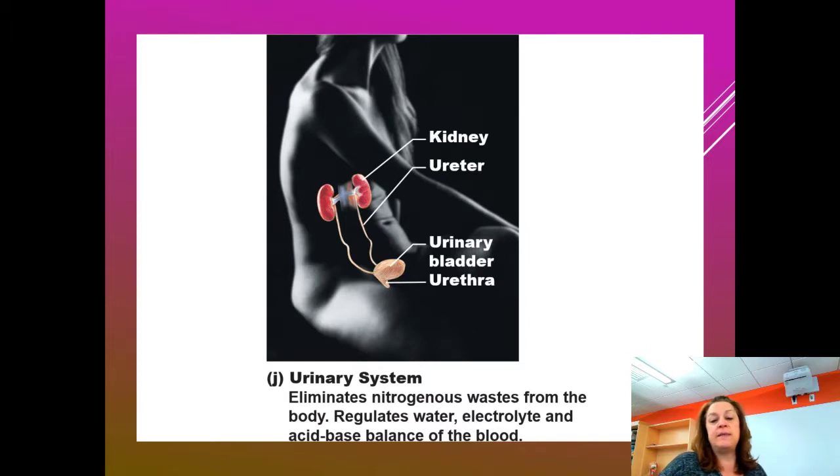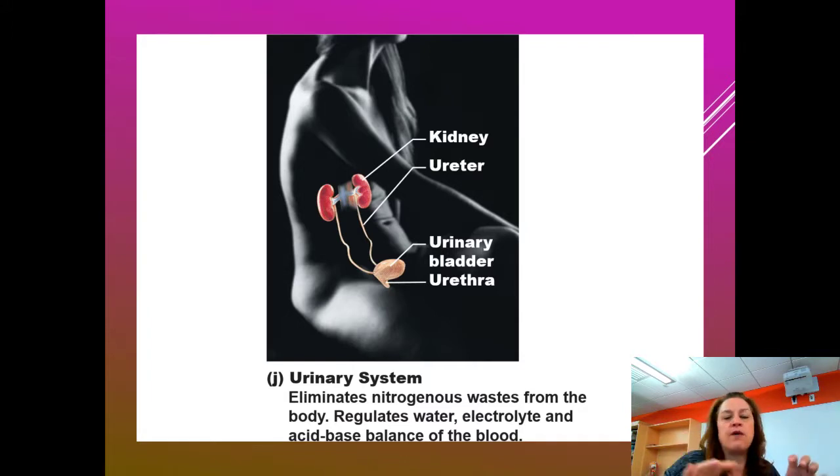The urinary system eliminates our waste products from the body. It regulates water, electrolyte, acid-base balance. It sort of filters out the blood. All of our blood goes into the kidney, gets filtered out. Things that we want to keep go back through the renal vein and into the body. Things that the body needs to get rid of, we are going to get rid of down the ureters to the bladder, and then it'll be excreted from the body.